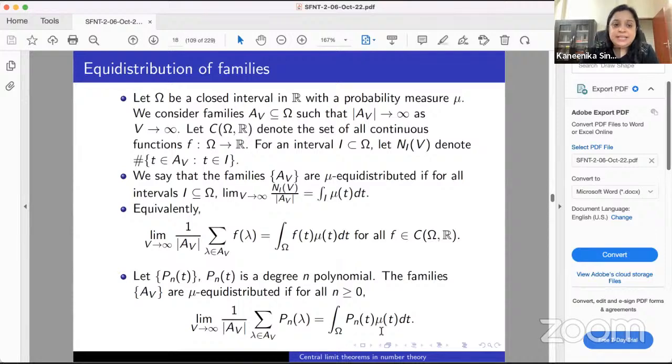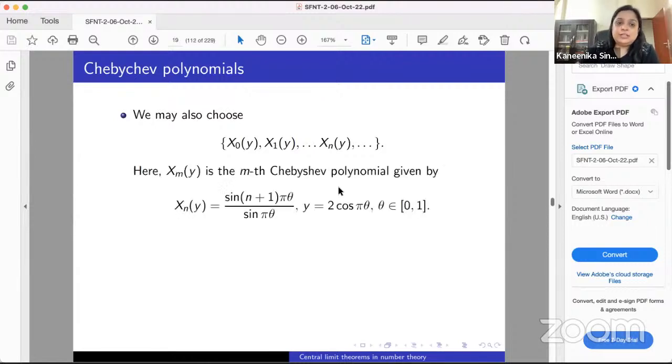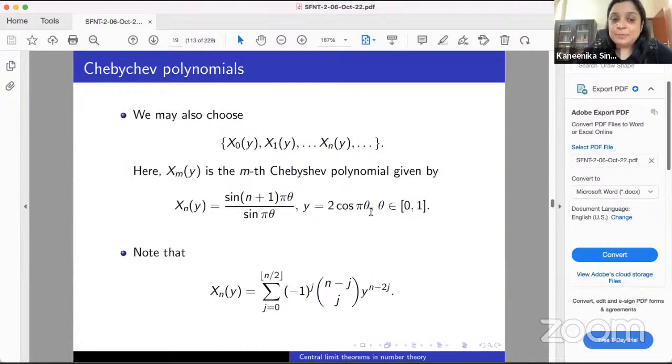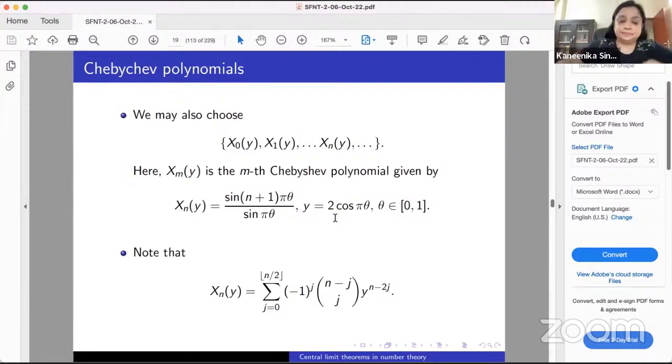A natural family to consider, at least in the other contexts that we will look at, are the Chebyshev polynomials. We are referring to Chebyshev polynomials of the second kind. These are given as follows. Suppose you have y equal to 2 cosine pi theta, then the nth Chebyshev polynomial is defined as sine of (n plus 1) pi theta over sine pi theta. When you expand this expression in terms of 2 cosine pi theta, you will get polynomials in 2 cosine pi theta, and they are of degree n. In fact, we also have a precise formula for these nth degree polynomials, and we will see soon why we have chosen these types of families.